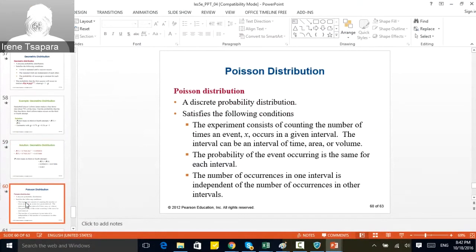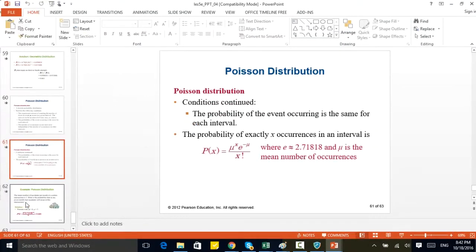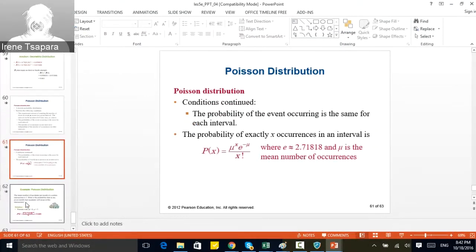The experiment consists of counting the number of times that the event occurs in a given interval. The interval can be any kind of interval, as I said. The probability of the event occurring is the same for each interval. And again, we have a failure and a success. The formula to calculate the Poisson distribution is mu to the x, where mu is the mean for the specific distribution and x is the value of the random variable, times e, where e is the natural logarithm base, to the negative mu, divided by x factorial.